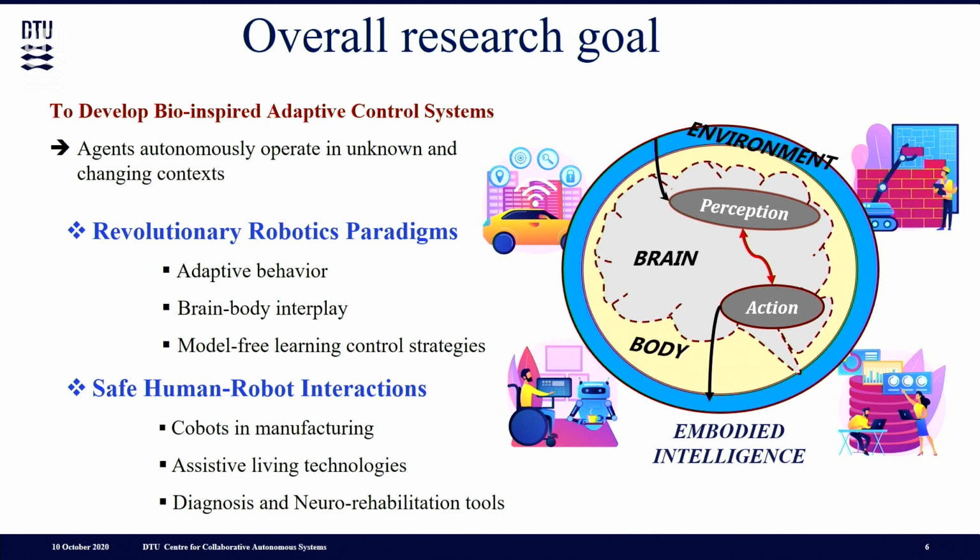If we achieve that, we can open up applications, for example, safe human-robot interactions. We will have robots operating with other robots or human beings, such as in manufacturing or assistive living applications, or even robots serving as a tool for the diagnosis or rehabilitation of brain disease. Basically, this is what I'm investigating, my research goals.